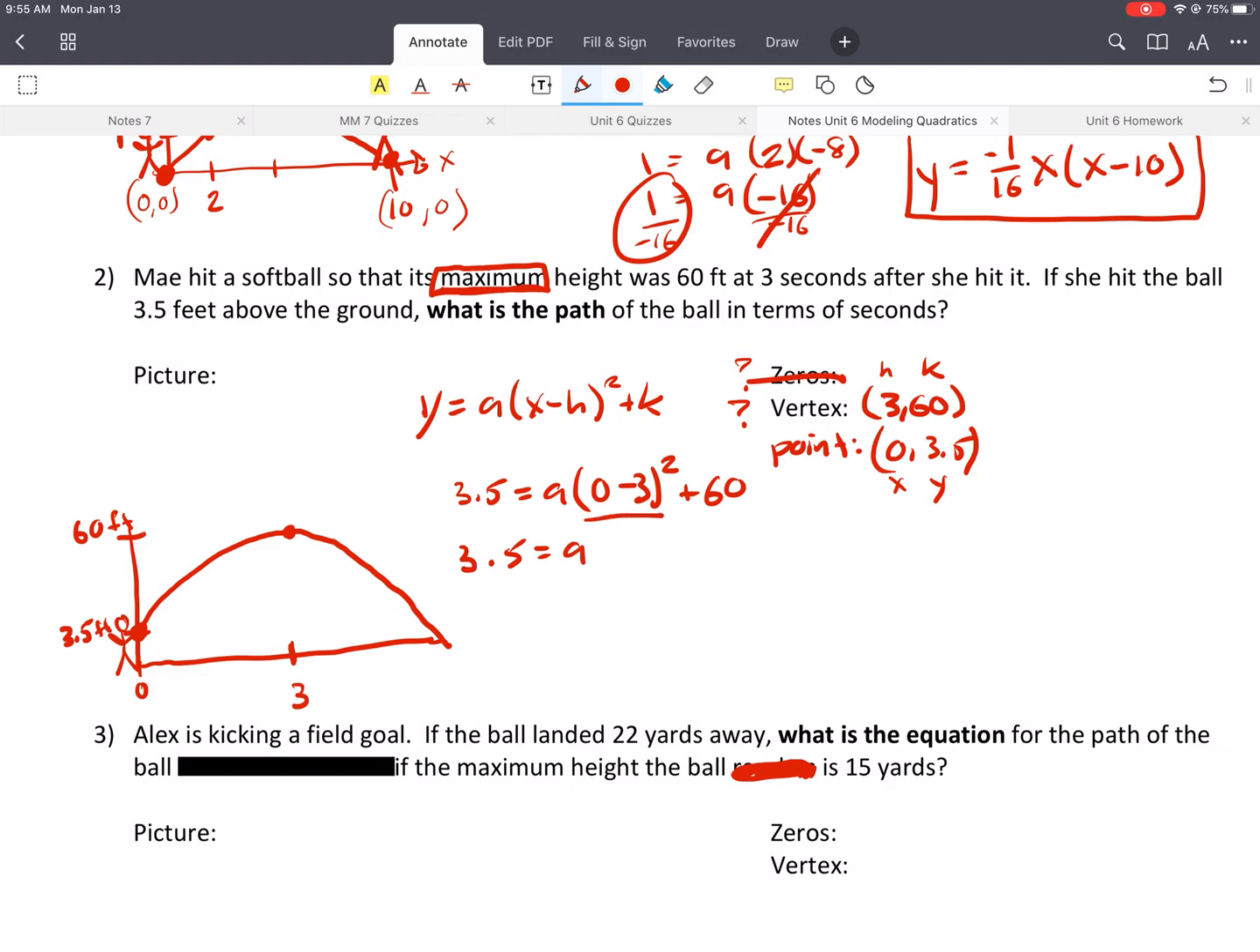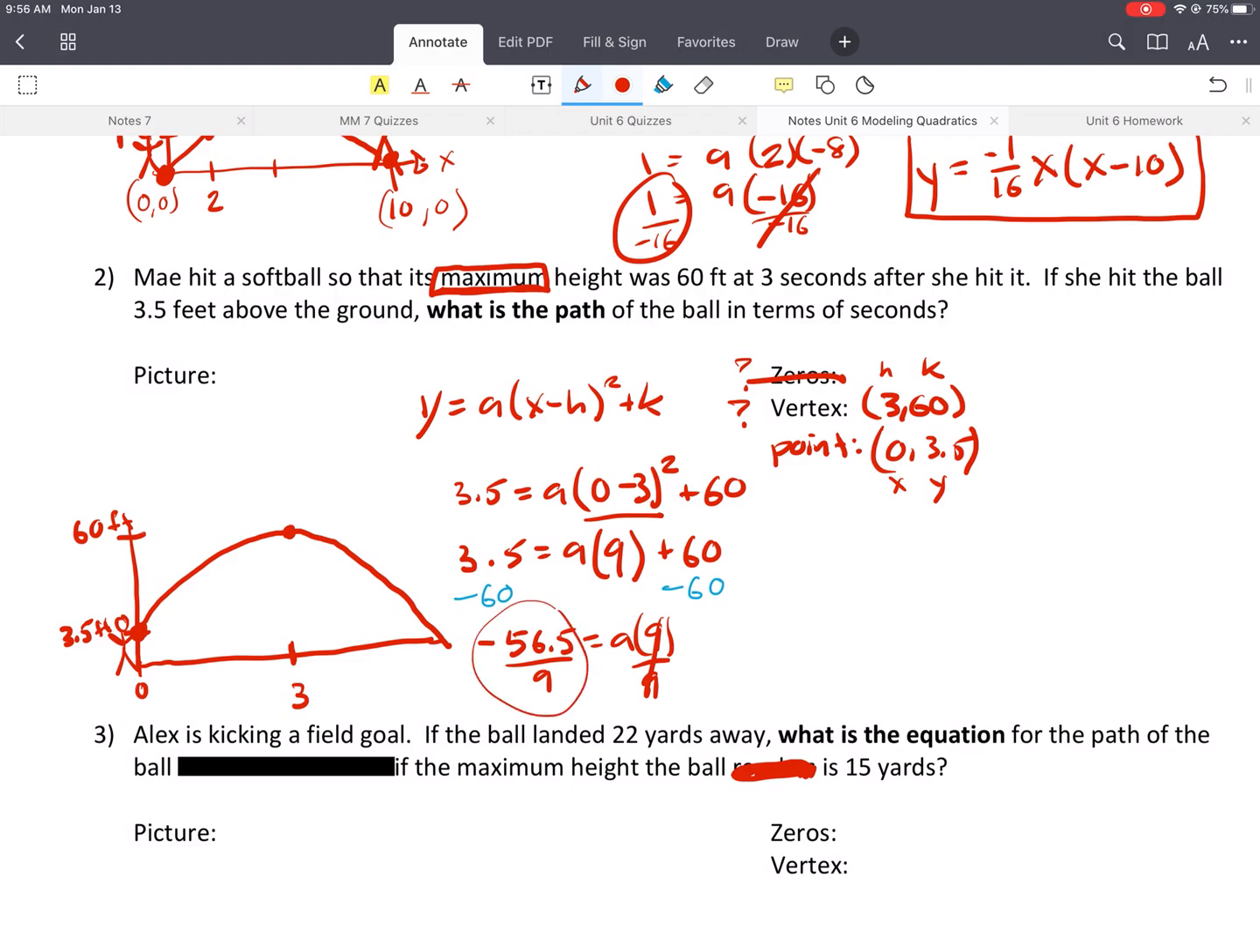All right, this part gives us -3, and -3 squared is 9. Okay, let's subtract 60 from both sides. All right, and that gives you -56.5. And then we'll divide both sides by 9. Okay? And we end up getting that.